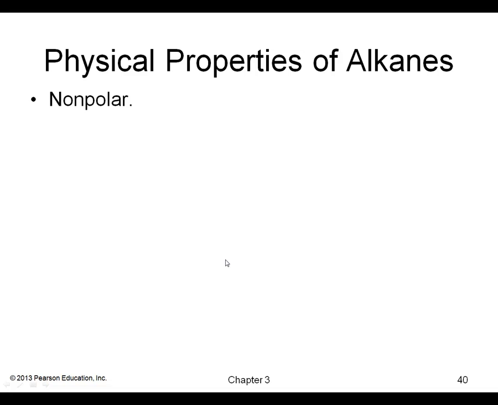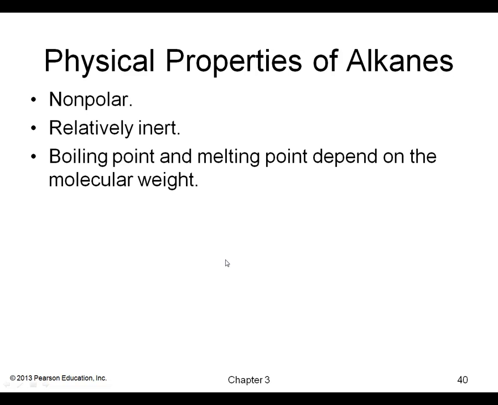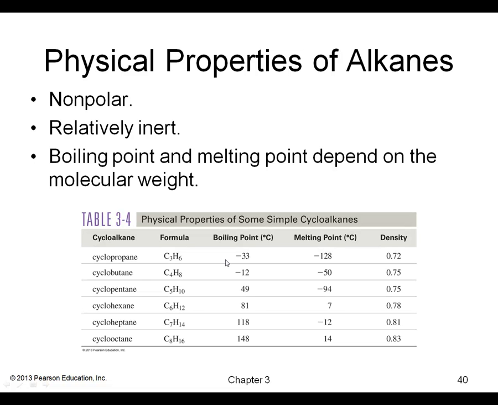Physical properties of alkanes: they're nonpolar, since there's no electronegative atoms in there. Relatively inert. Boiling point and melting point depend on the molecular weight. Okay, here we see the boiling points increasing, melting points generally increasing, okay, and the density around 0.7 to 0.8.